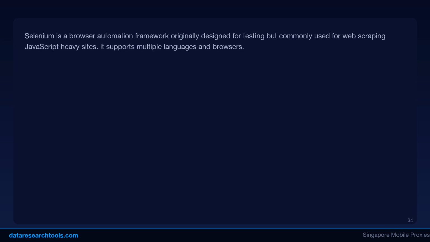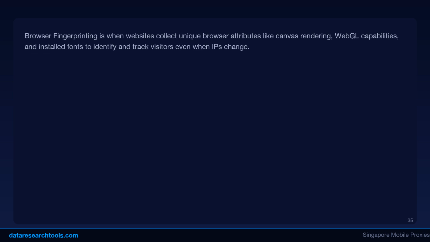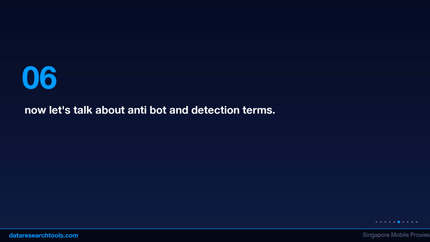Selenium is a browser automation framework originally designed for testing but commonly used for web scraping JavaScript-heavy sites. It supports multiple languages and browsers. Browser fingerprinting is when websites collect unique browser attributes like canvas rendering, WebGL capabilities, and installed fonts to identify and track visitors even when IPs change. Now let's talk about anti-bot detection terms.